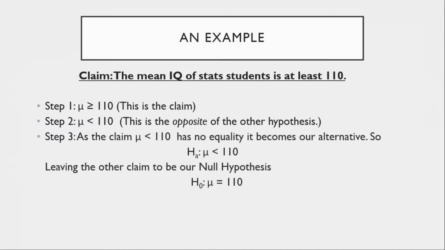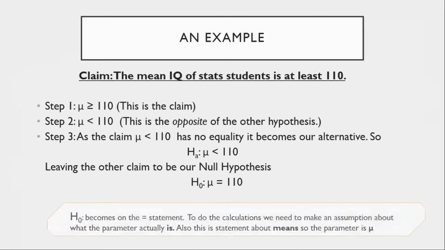So one of these has an equality in it, right? The mu greater than or equal to 110, that one is going to become my null hypothesis. The other one's going to become my alternative. My alternative stays just as it is. My null hypothesis becomes that the mean is equal to 110. So I drop the greater than part. We have to do this because we're going to need a solid assumption about what the parameter actually is to conduct the test.